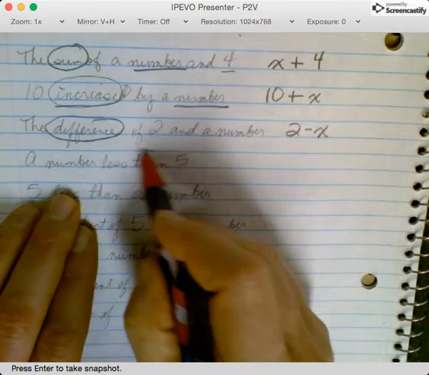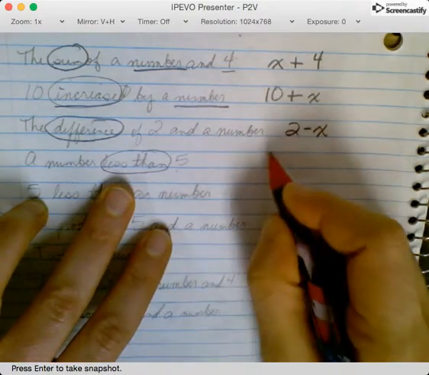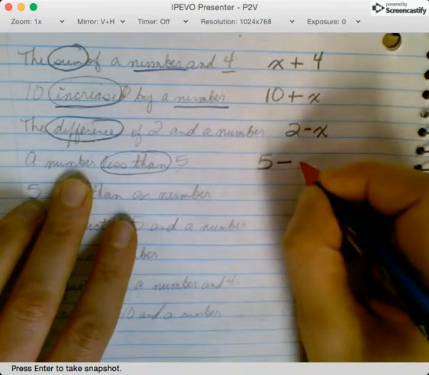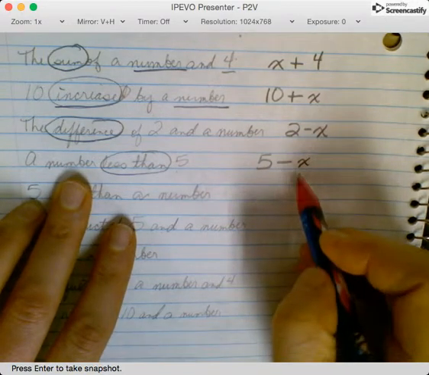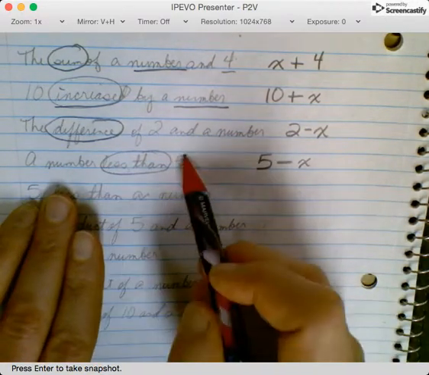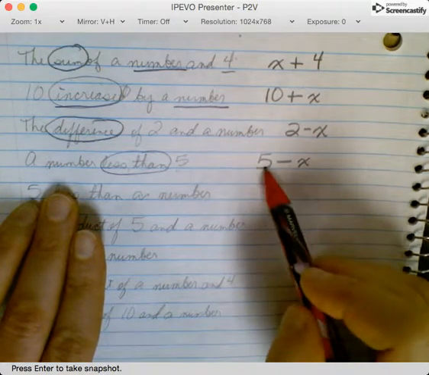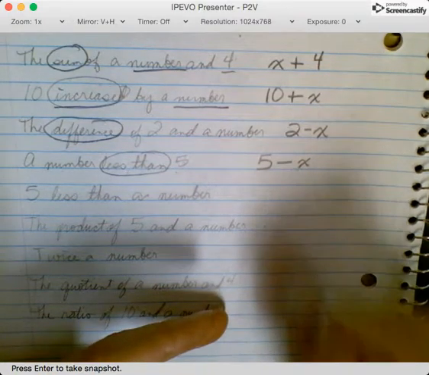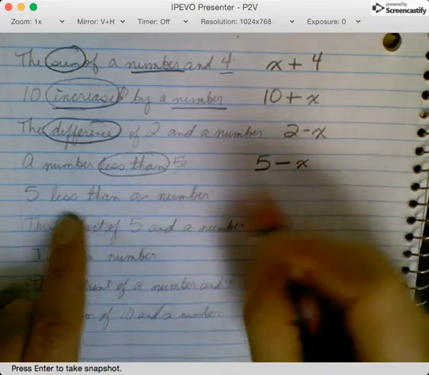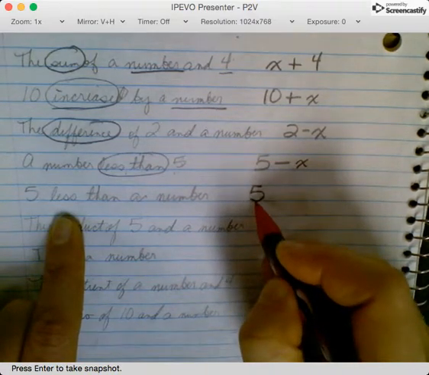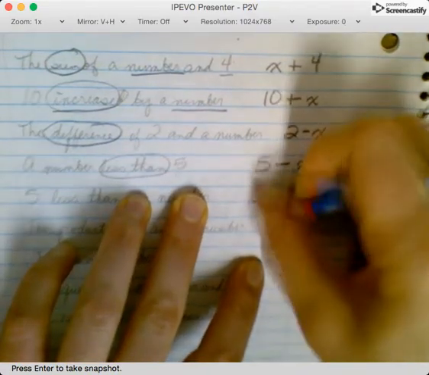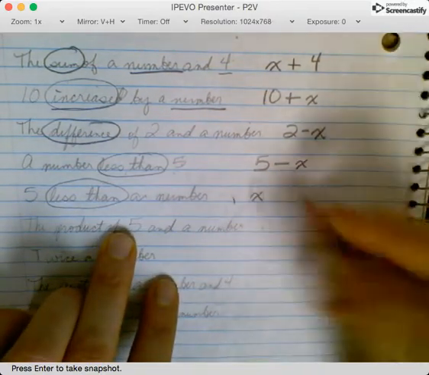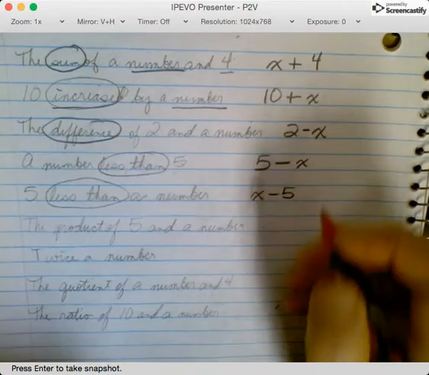A number less than 5, that means that my 5 is going to go first, and my number is less than that much. So my 5 is going to be subtracting that. Do not get the order confused on this, because if it's less, you're not going to be able to subtract 5 from that number if the number is less than 5. 5 less than a number, this is the other way around. If it's 5 less than a number, that means your number is bigger, which would be your X or Y, and then you put your 5 after that.